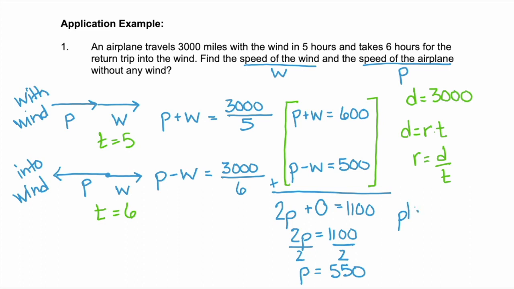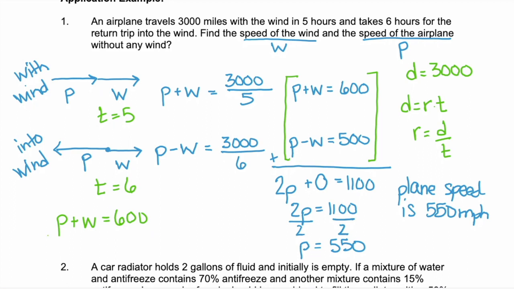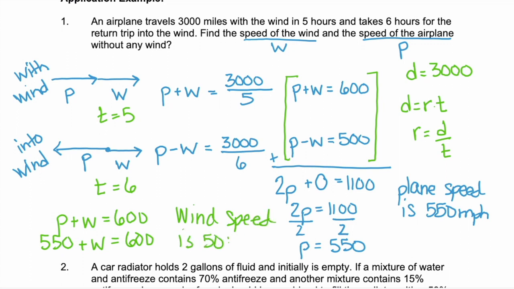Or the plane speed is 550 miles per hour. Now, since we know that P is 550, we can substitute that back in to our equation, P plus W equals 600. So we have 550 plus W equals 600, which tells us that the wind speed is 50 miles per hour.